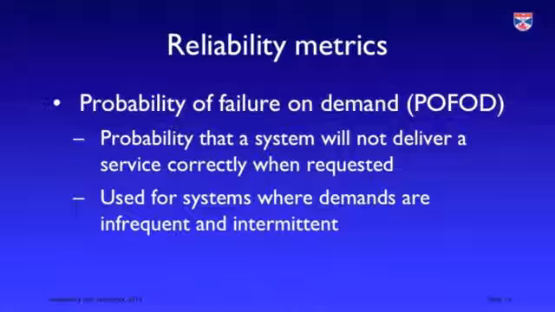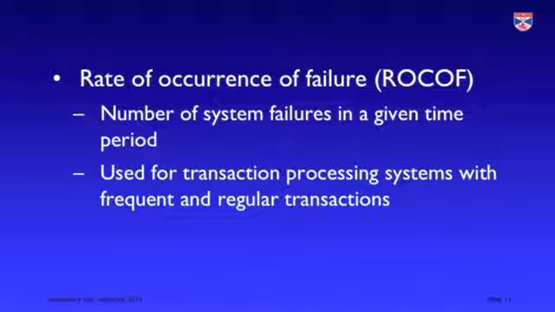We typically use two metrics for reliability: the probability of failure on demand, which is the chances that when a demand is made for some kind of system service, the system will respond correctly, or the rate of occurrence of failure, which is the number of failures that happen over a particular time period or over a given number of transactions. We use these two metrics because the appropriate metric depends on the type of system which you are specifying, where you're trying to say what reliability is required.